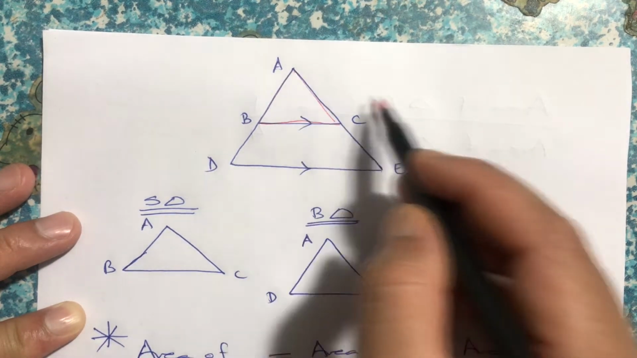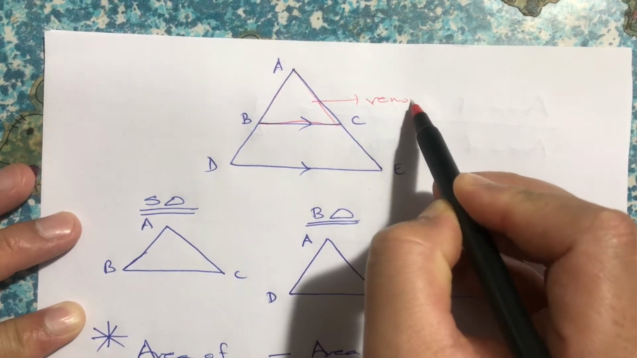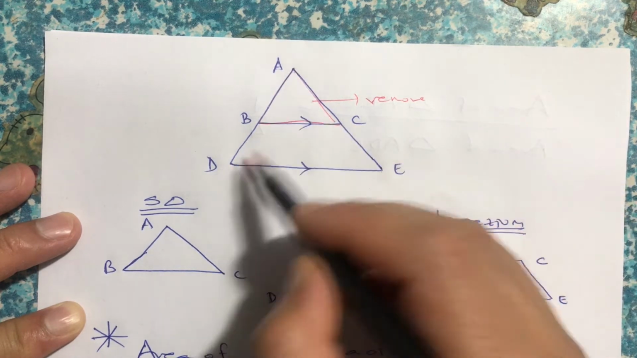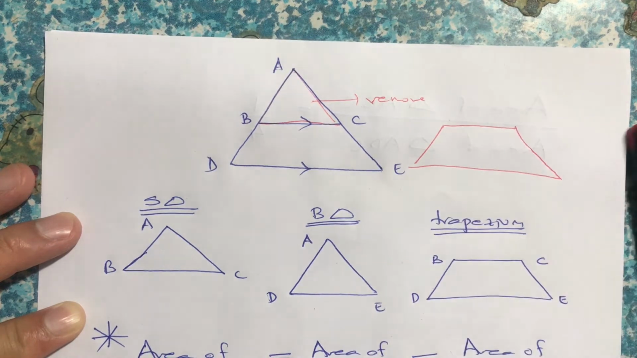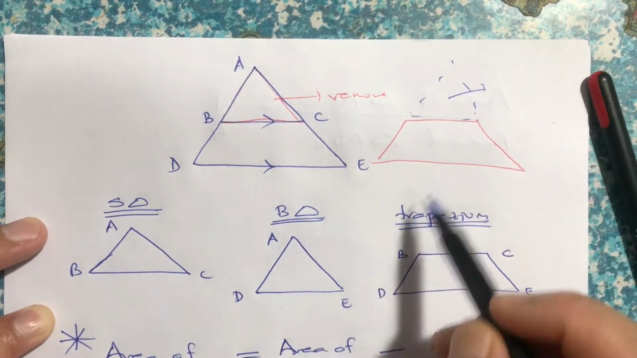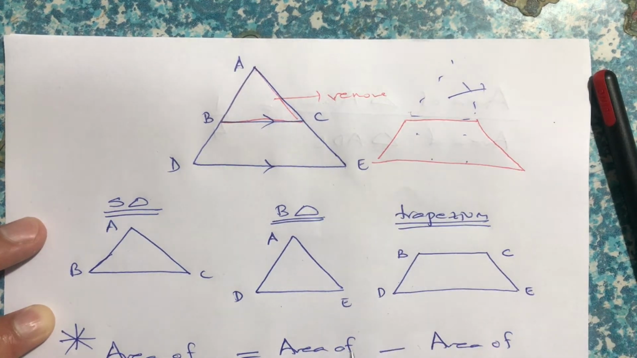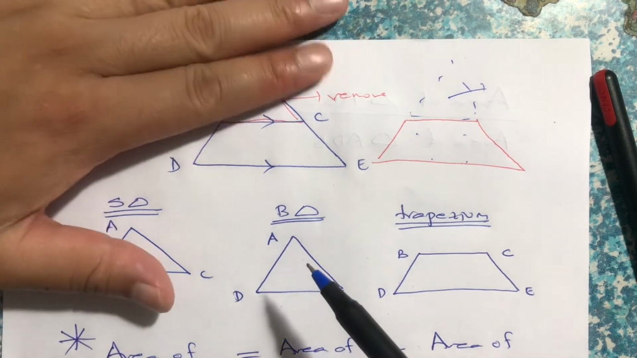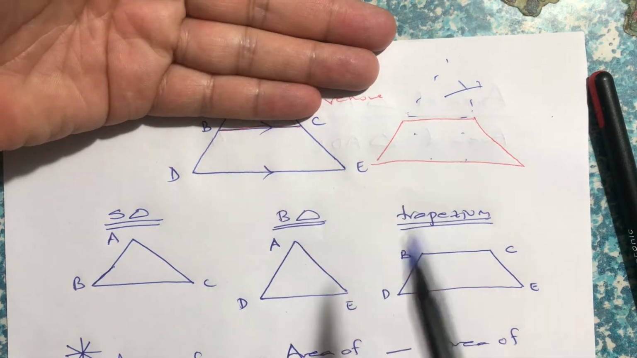Then supposing from this big triangle, if the upper half gets removed, then I'm only left with this particular portion. If I remove this, we are only left with this particular figure, and this particular figure is called a trapezium. So ideally we have three figures. We have a small triangle, we have a big triangle, and if I just cover this triangle, that means we are left with the trapezium.